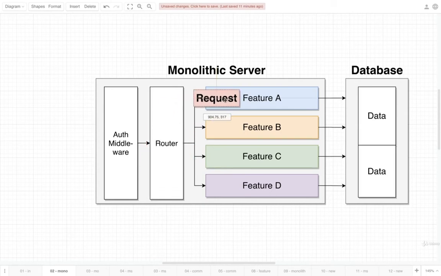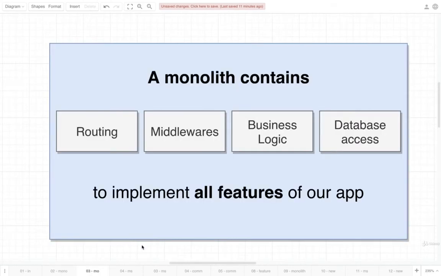That router might then inspect the request and decide to send it off to some very specific feature to be further processed. So maybe in this case, it goes off to feature A, and feature A might decide to read or write some data out of a database, eventually formulate a response, and then send a response back to whoever made the request. So if we had to characterize a monolithic server, we might say the following. We might summarize it with this sentence right here. We would say that a monolith contains all the routing, all the middlewares, all the business logic, and all the database access code required to implement all features of our application. So that would characterize a monolith.